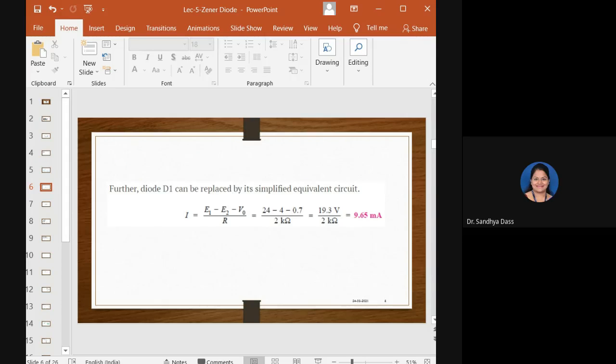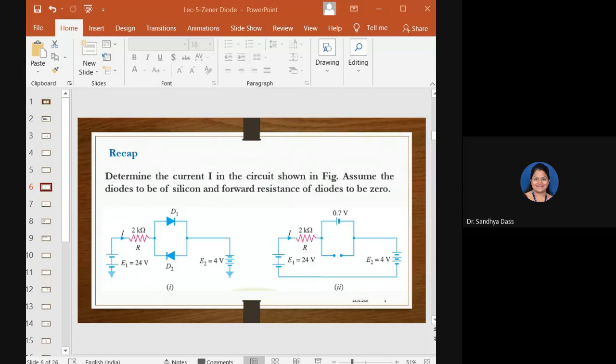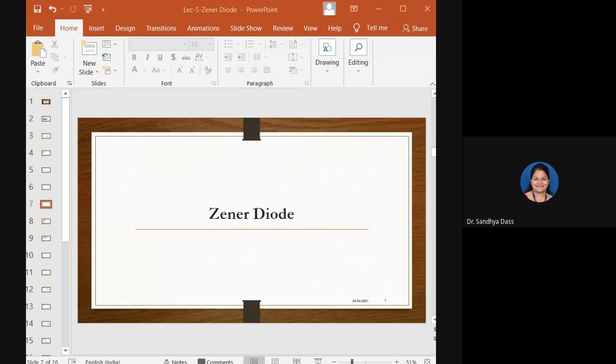Okay. So that is the recap of the previous class, where we saw how to replace the diode with an approximate model or piecewise linear model, right? So moving forward, today we will be discussing the Zener diode. So Zener diode is similar to the normal PN junction diode when it is forward biased.